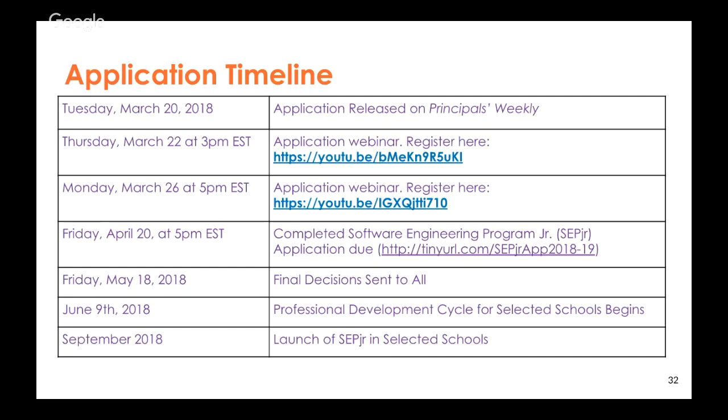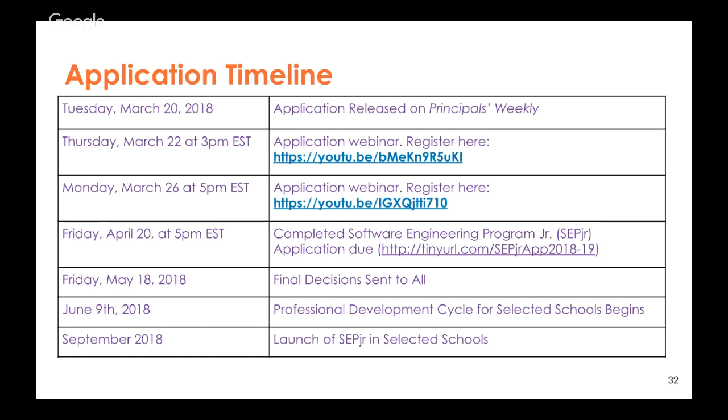So again, just as an application tip, please make sure that your answers are thought out, and you can revisit the application. You don't have to submit it right away. You might get your thoughts out at first and then go back and revisit them. But really make sure that you convey to us your understanding of what we're expecting of you, and why you're excited to participate in the SEPjr program.